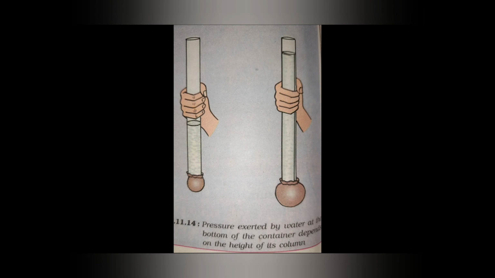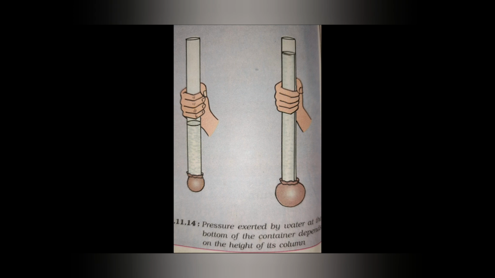Let's do another one to understand some more concepts about liquid pressure. Take a transparent glass tube or a pipe. Also take a good quality rubber balloon. Stretch the rubber balloon at one end of the pipe. Now ask your friend to pour water into this tube. As the level of water increases in this tube, the balloon at the end will start bulging.